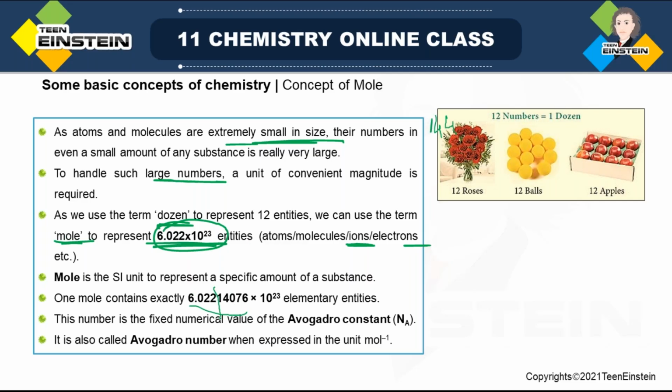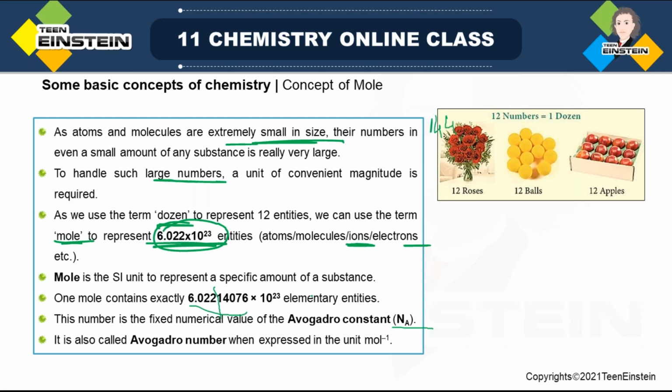6.022 or 6.023, mostly we use ×10 to the power 23. So this number of any elementary entities are present: electron, proton, neutron. Now this number is the fixed numerical value of the Avogadro constant. This number is expressed as N subscript A, or you can say it is an Avogadro constant because it is a fixed value.